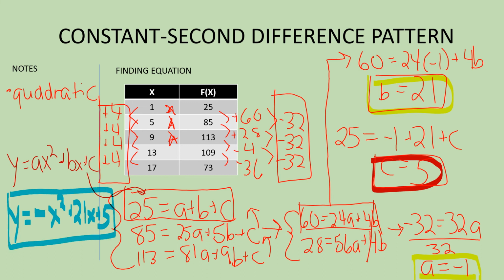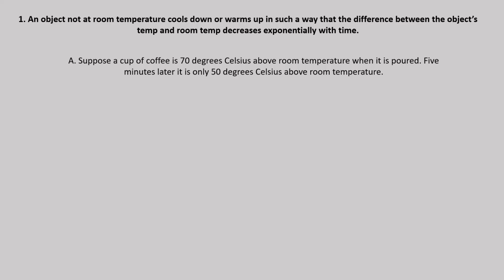And that's going to be our equation for the constant second differences pattern. The last part of this video is an application regarding the identification of functions with numerical patterns. So we have an object at room temperature, and it's going to cool down or warm up in such a way that the difference between the object's temperature and room temperature decreases exponentially with time. Our keyword there being exponentially, with an exponential decrease.